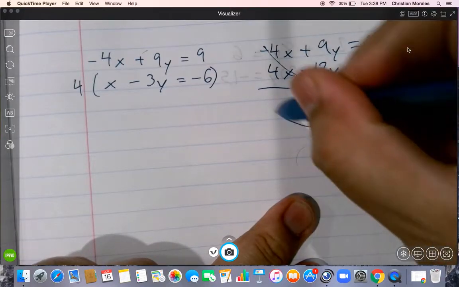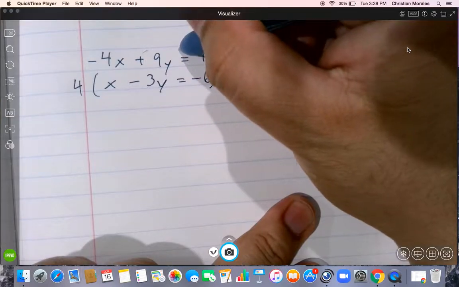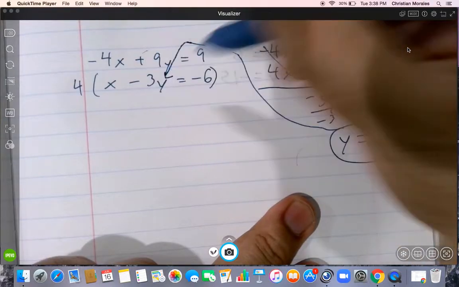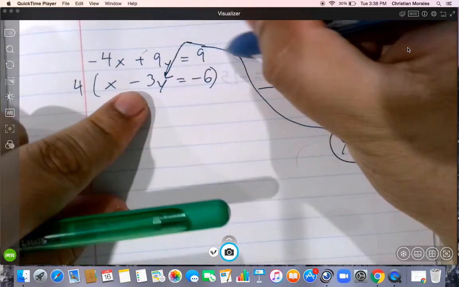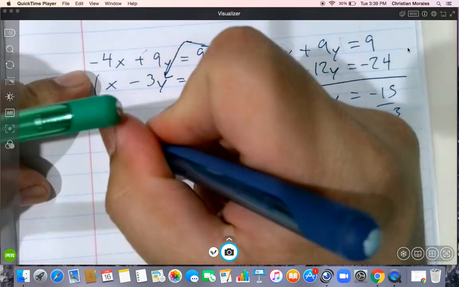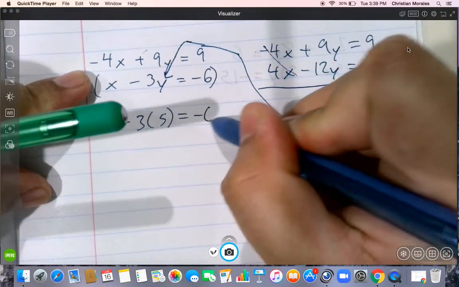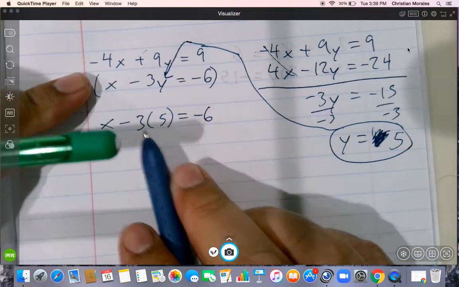Take that and plug it into the original. No, actually, I want to plug it into the bottom one. Now the reason I'm going to plug it into the bottom one instead of the top one is because the bottom one has smaller numbers. So it should be easier to solve. Should be, I'm not sure yet, but I'm going to plug that into the smaller numbers.